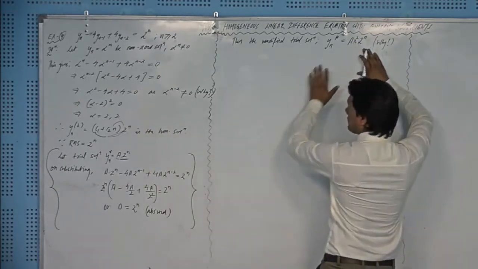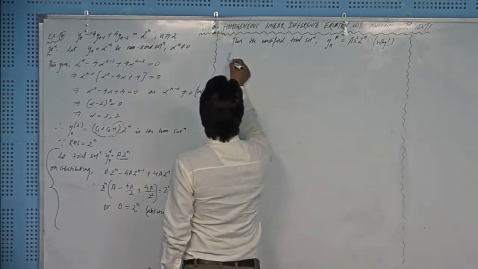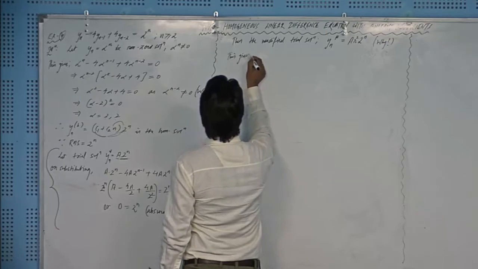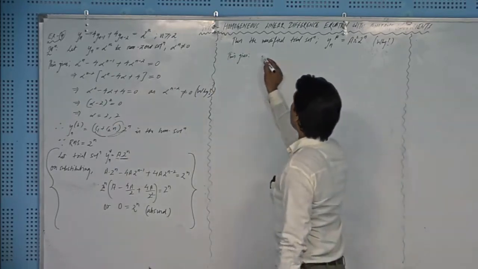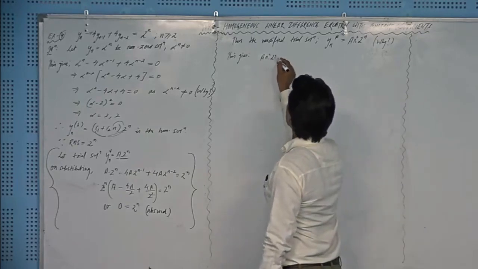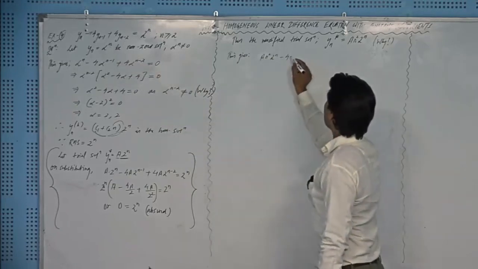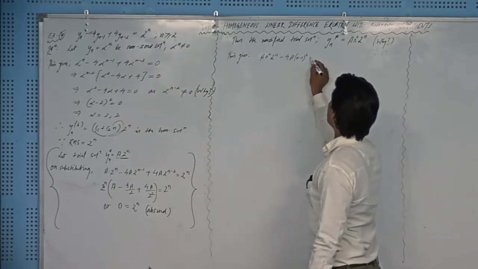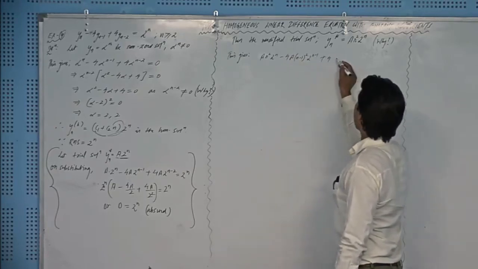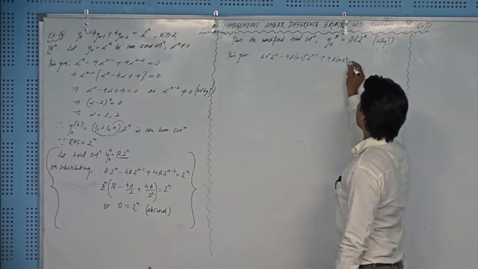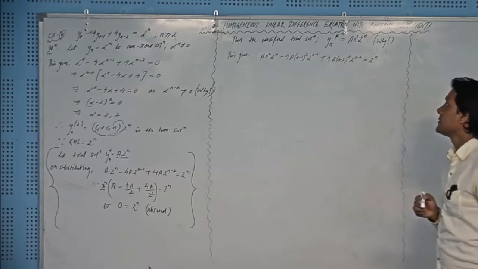Now I will plug this into my difference equation, in that equation. On substituting, the first term, y n, will produce a n squared 2 to the power n. The second term is 4 times y n minus 1, and that will give a times n minus 1 squared 2 to the power n minus 1, plus 4 times a times n minus 2 squared 2 to the power n minus 2, is equal to 2 to the power n.